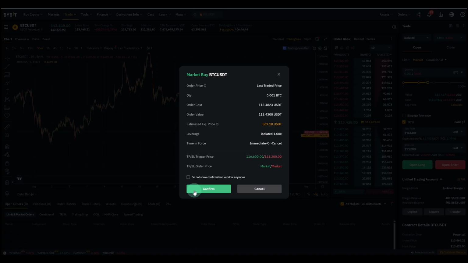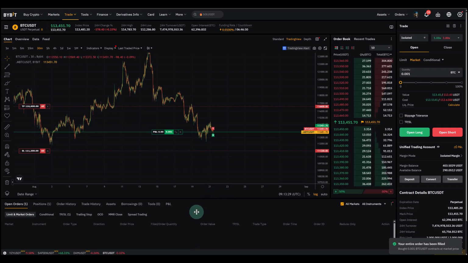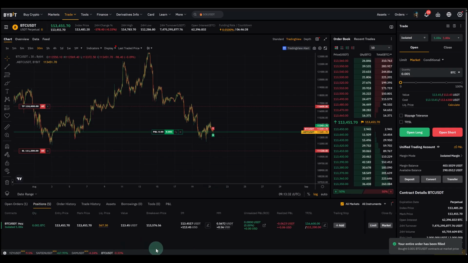Some people say do not show the confirmation window anymore. I would always have it set because you want to double check what you're doing. It can prevent you from making errors, and then confirm. And then you will see it here in open positions, right? So this is now the trade that's open. You can see everything here.